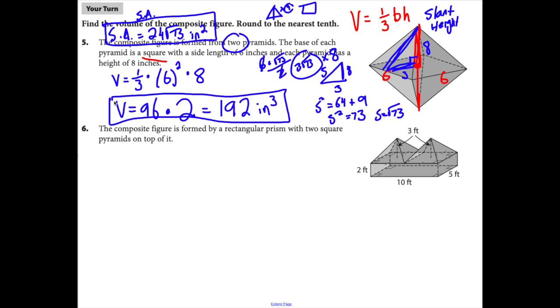All right, now we're going to talk about the next composite figure. I'm going to turn this one over to you. The composite figure here is formed by a rectangular prism with 2 square pyramids on top of it, as you can see here. What I want you to do is pause the video, find only the volume, and then I'll do the surface area. When you're ready, unpause, and you can see what I got.